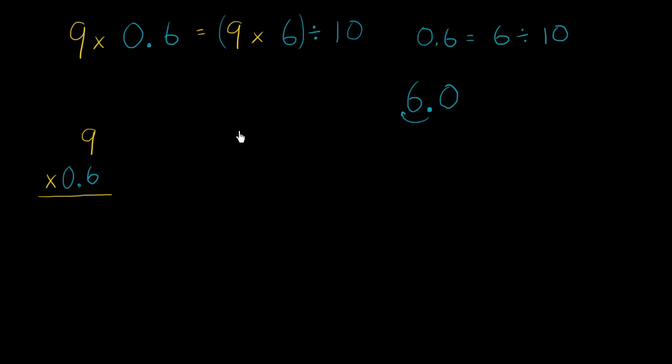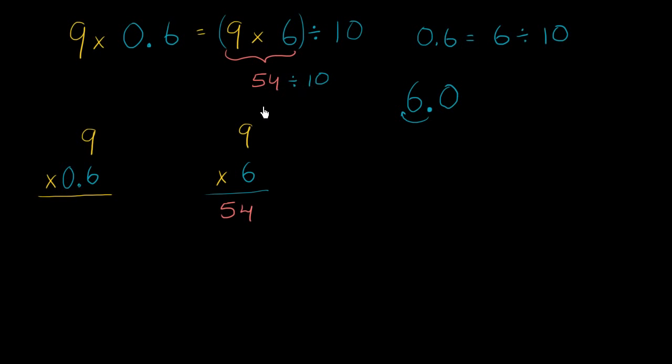So we could write 9 times 6. 9 times 6, we already know, is 54. I'll do that in orange, it's going to be 54. So this right over here is 54. And now, to get to this expression, we have to divide by 10. We have to divide by 10.